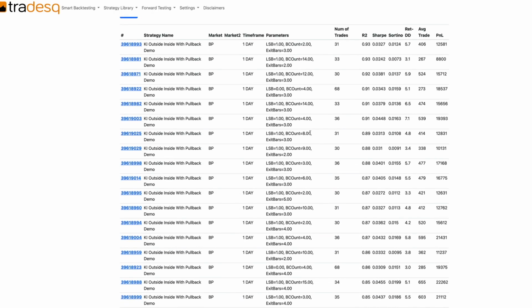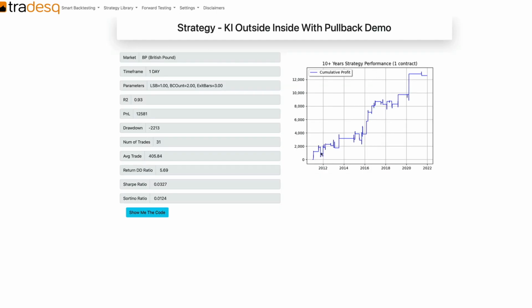And we can come in here and look at any one of these individually. Let's just pick this top one. It has 31 trades. We can press this number here, and it's going to give us our back-tested equity curve with our performance metrics.